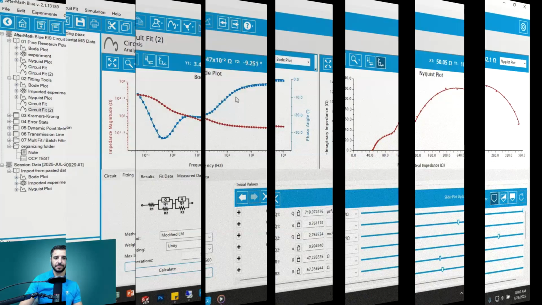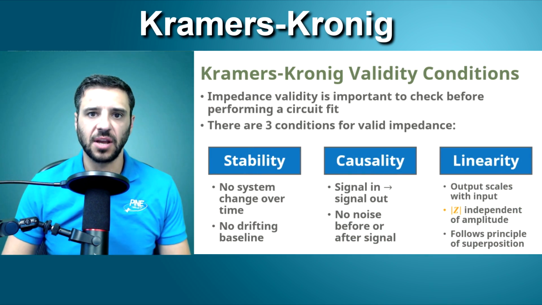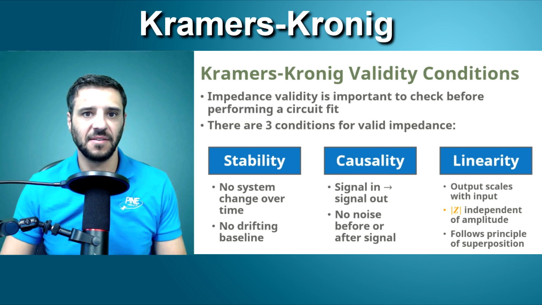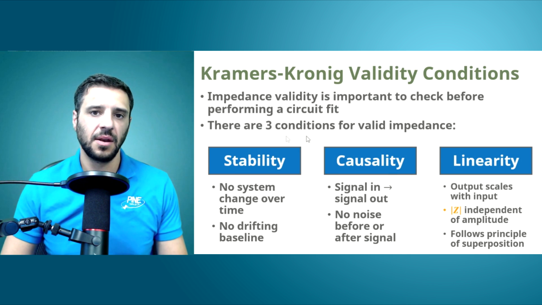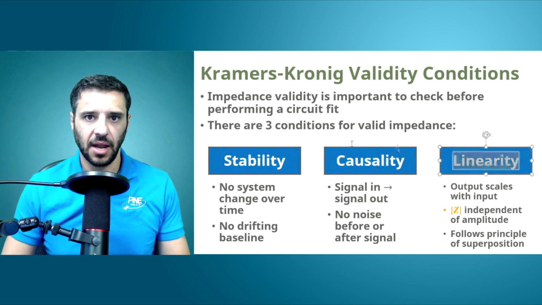Kramers-Kronig is a diagnostic tool that checks whether EIS data is considered valid or not. Now, there are 3 conditions that are required of impedance data for it to be considered technically valid. Those conditions are stability, causality, and linearity.